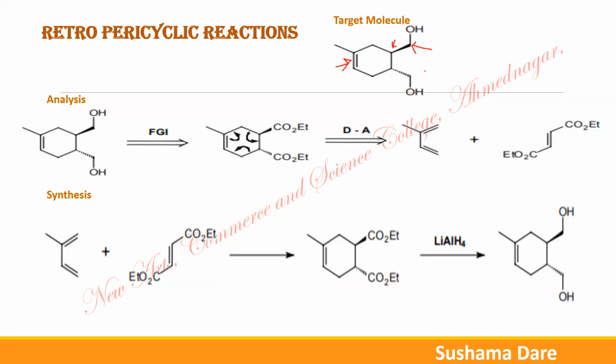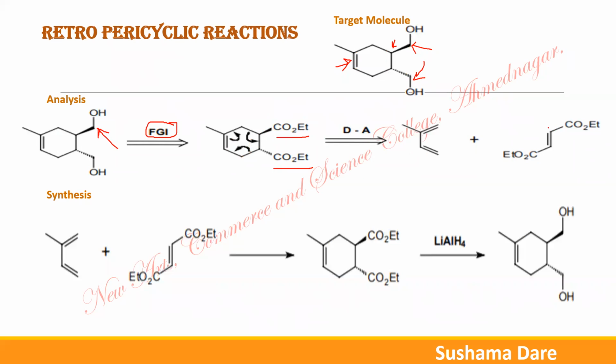So for that, we have to convert both these groups into an electron withdrawing group, as both are identical branches, CH2OH and CH2OH. We have to convert both of them into a different functional group, that is the ester functional group. So first your duty is to convert the CH2OH group into an ester group, so that now our requirement is fulfilled, that is, we have an electron withdrawing group. Then we go with the retro-Diels-Alder reaction.